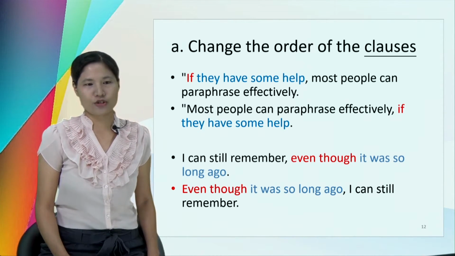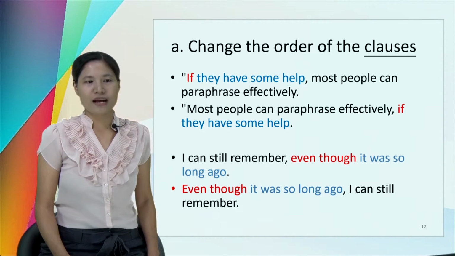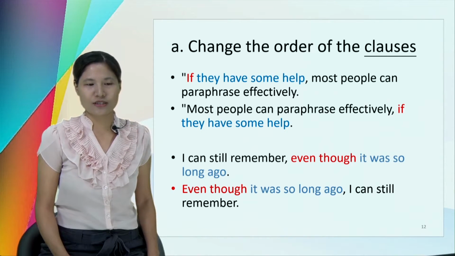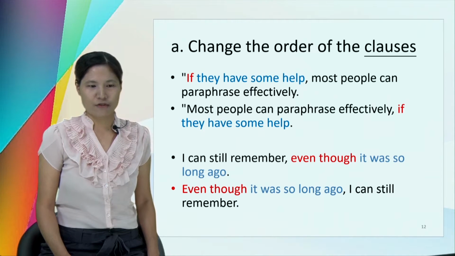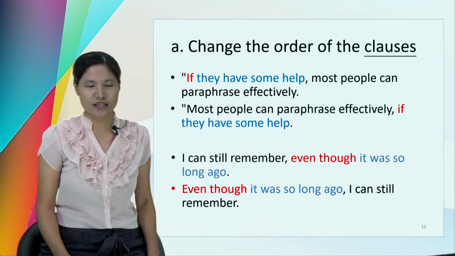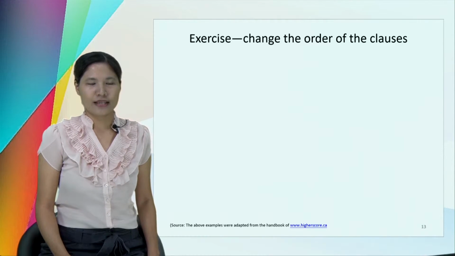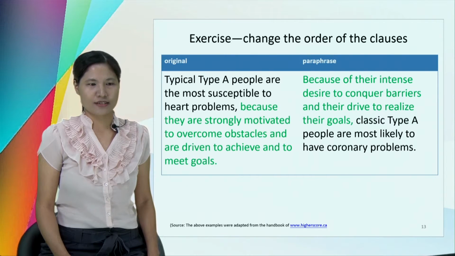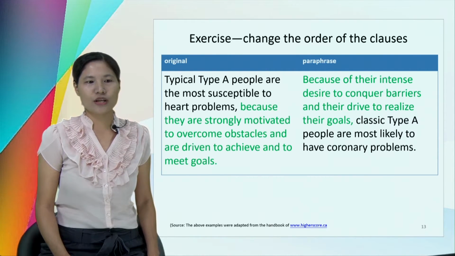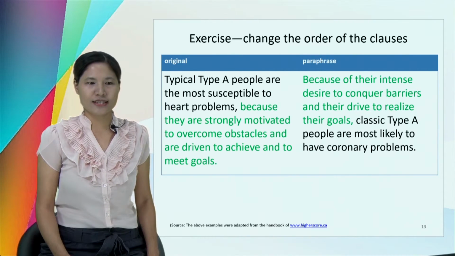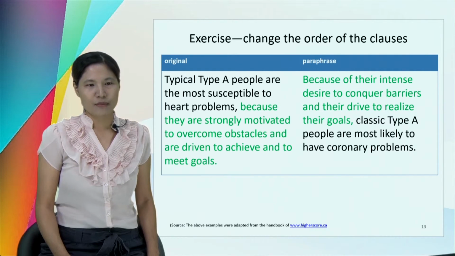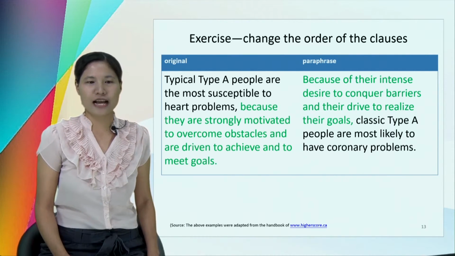So here I changed the order of the clauses, but I have to remind you that this is just the first draft of the paraphrase because I still retain the same words. I just reverse the clauses at this stage. Now let's look at another example for exercise. This one, you can look at the clause "because they're strongly motivated" on the left-hand side. In the original sentence, it's in the second half of the sentence, but in the paraphrase one, it's in the first half of the sentence.